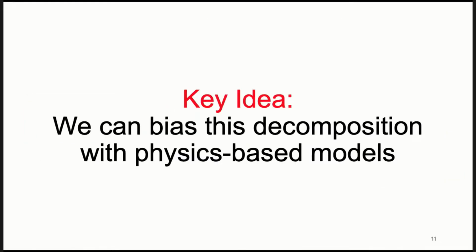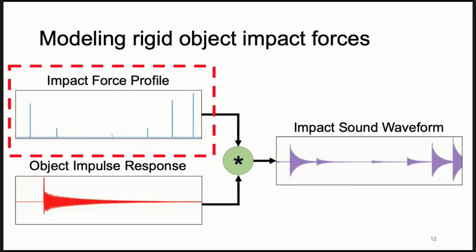The key idea behind diff impact is that we can bias the decomposition of impact sounds by using physics-based models to provide both a helpful model bias and extract physically interpretable parameters. So I'll start by focusing on how we parameterize the impact force profile with a physics-based model.